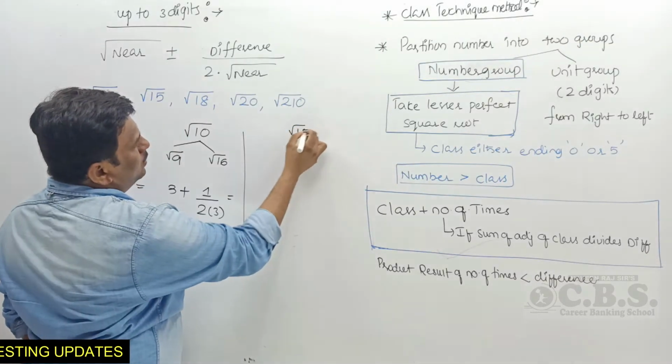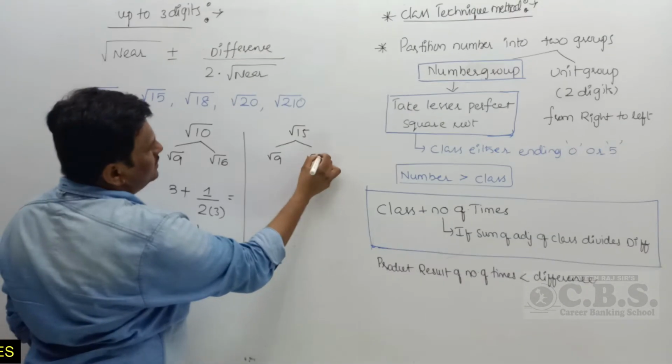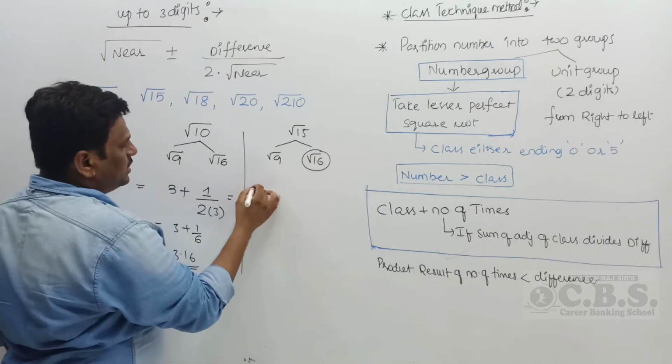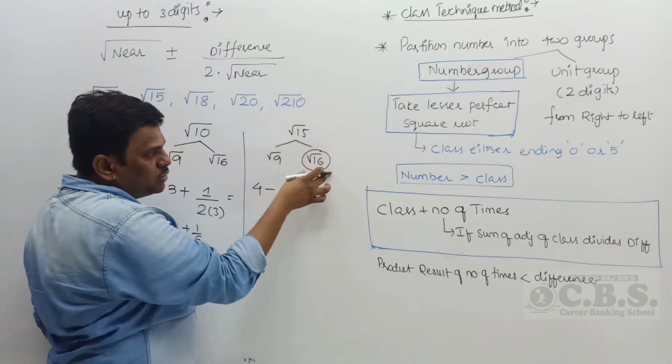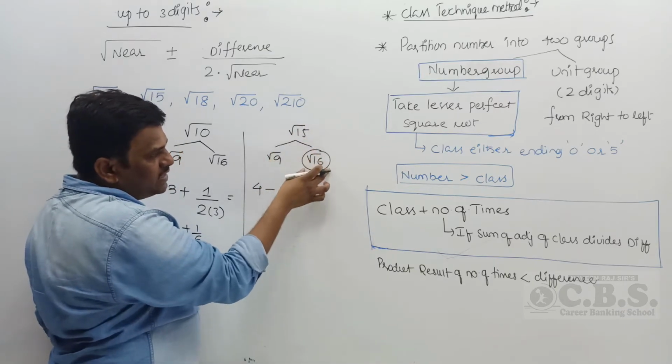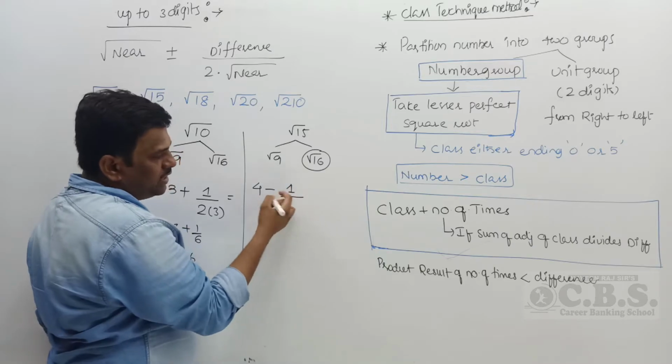Root 15. Root 15 is near root 9 and root 16. So which is near? Root 16 is near. What is the value of root 16? 4. And always find the difference from the number to the nearest one. 15 minus 16 is nothing but what? Minus 1. Okay, take minus 1.